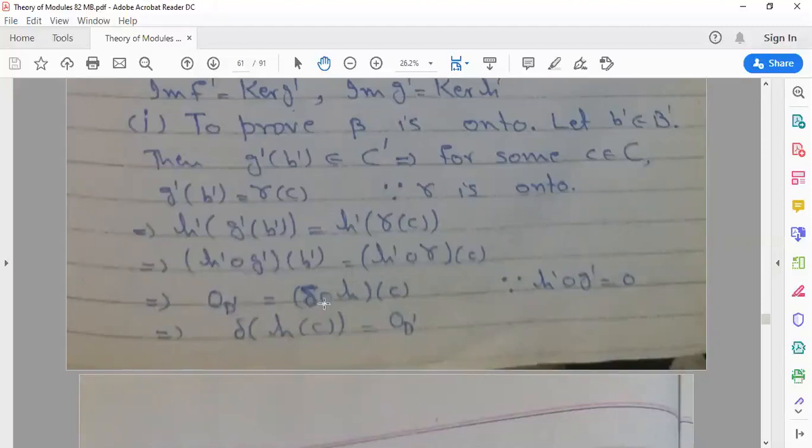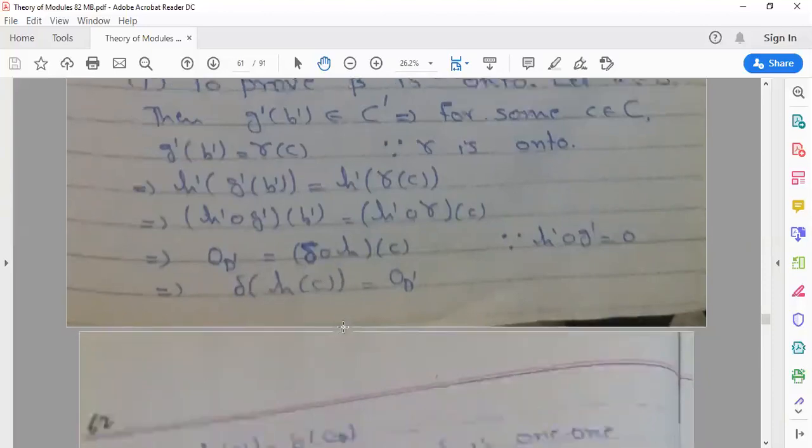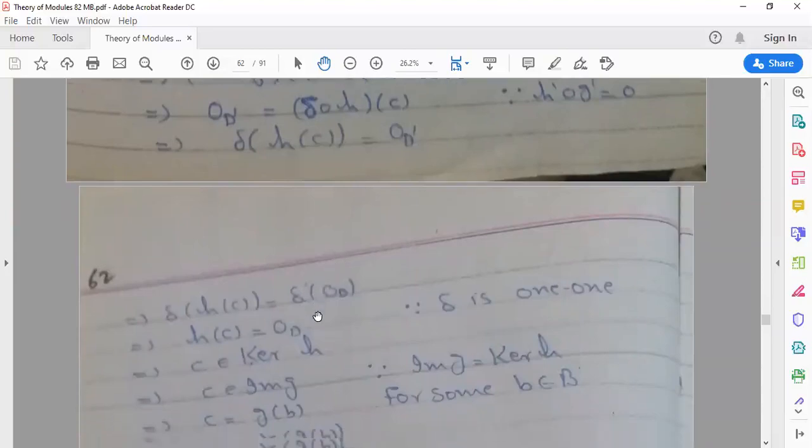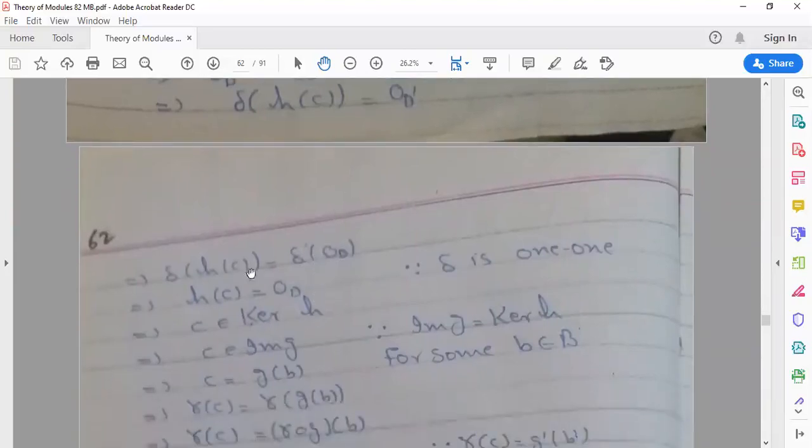So this is equal to δ composition h, by hypothesis, is equal to 0, and we write h' composition g' is equal to 0. From here we again open the composition of function, so δ of h of c is equal to 0 in d'. This is from d', so we define a function δ' which is from d to d'. So we write it like this instead. After this we get the result from both sides in d': h(c) is equal to 0 in d.